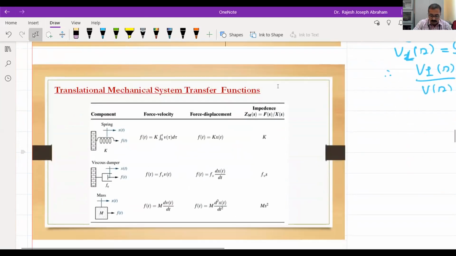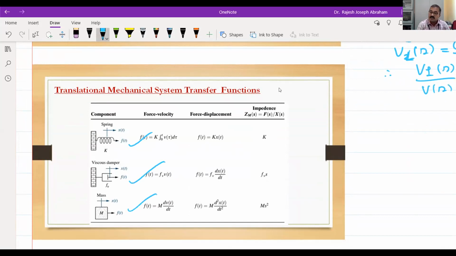So in a mechanical system, there are 3 basic elements, like we have inductance, resistance, and capacitance in the electrical network. We have 3 basic elements in a mechanical system. What are they? The spring, dashpot or viscous damping, and mass. Okay, so suppose x is the displacement of the mass.